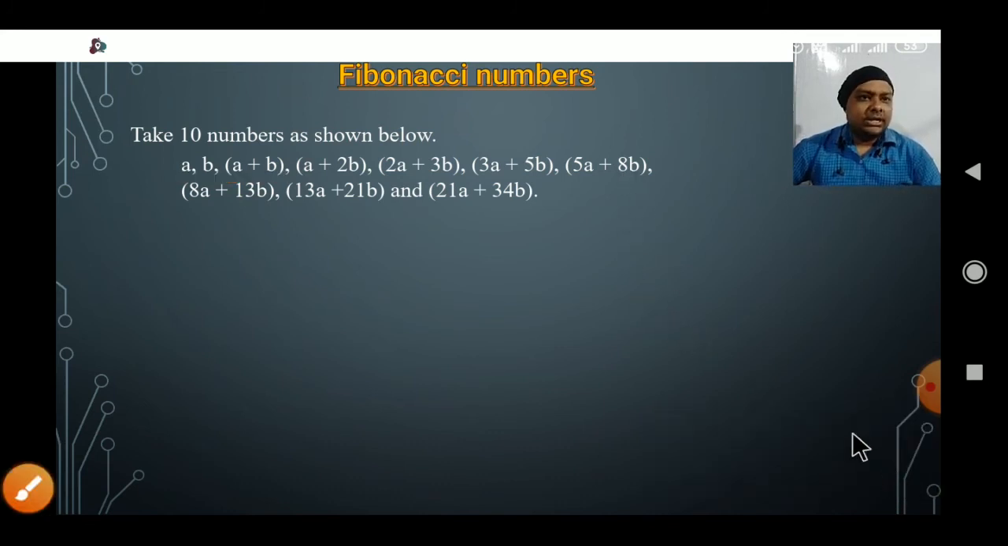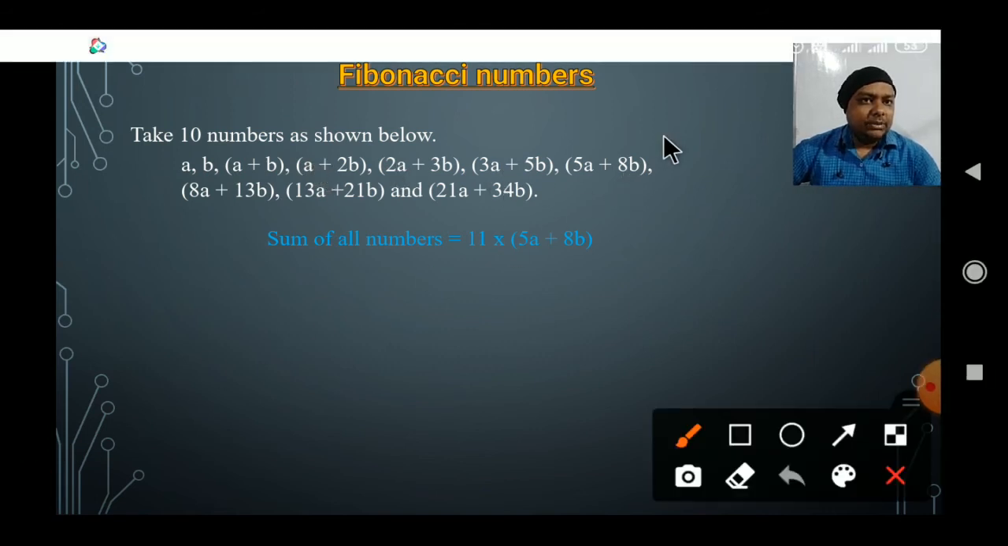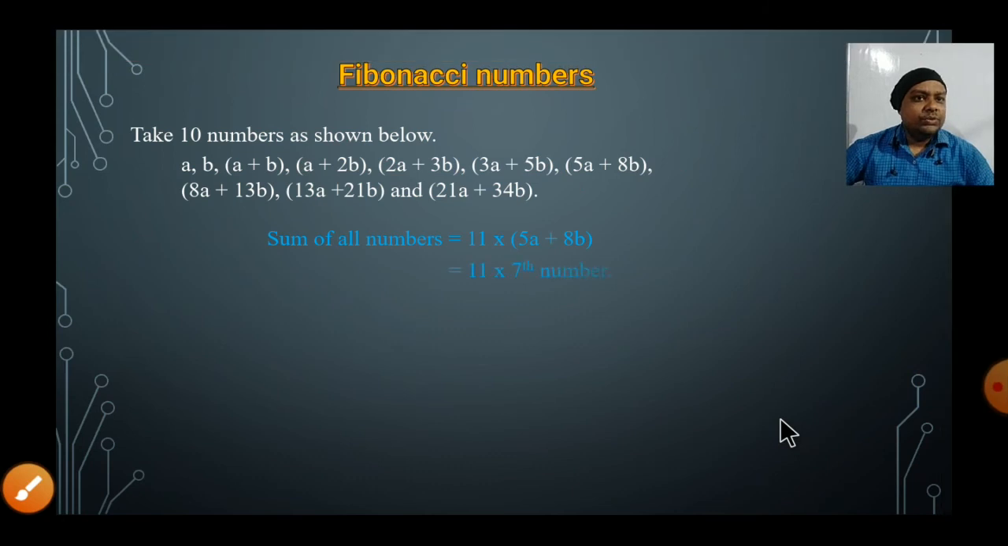Let's see here. Now students, here you can see the sum of all numbers is equal to what? 11 into. There is a formula to find the sum of all these numbers. Sum of all numbers is equal to 11 into the middle number. Middle number is what? 1, 2, 3, 4. Middle number, not 7th number. So 1, 2, 3, 4, 5, 6, 7th number is what? 5A plus 8B. Here it means 11 into 7th number. Let's solve one question here.